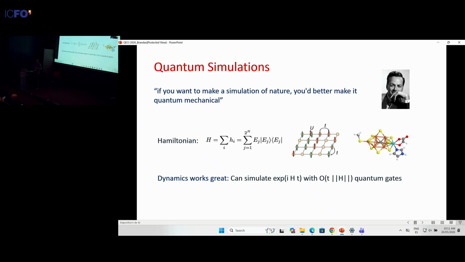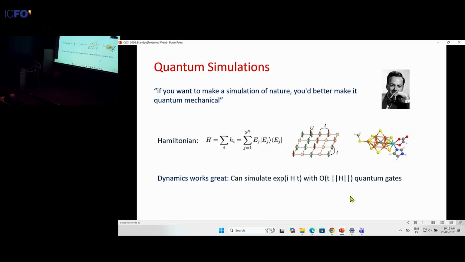And for this dynamics problem, quantum computers work great at simulating it, which is the original vision of Feynman. For example, we know we can simulate this unitary operator e^{-iHt} for any time-independent local Hamiltonian, or even sparse Hamiltonian, with a number of quantum gates linear in time and linear in the norm, the total energy, of the Hamiltonian.